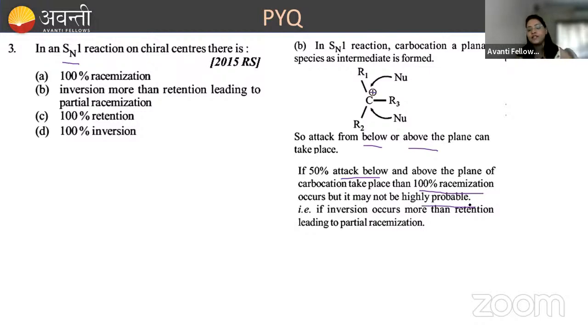Okay, 100% racemization can occur, but it may not be highly probable. Why? Because if there is inversion more than retention leading to partial racemization, there will be a partial racemization. 100% racemization cannot happen. That's why what will our answer be? B, inversion more than the retention leading to the partial racemization. So partial racemization is going to form here, 100% racemization will not form, right?